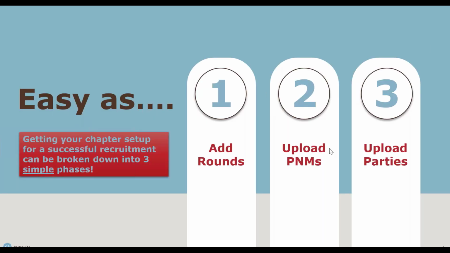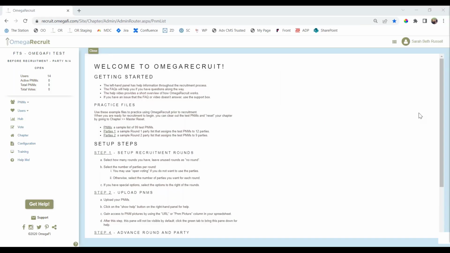So we know things get really hectic during recruitment, so we want to keep it as simple as possible. We've broken it down into 3 phases today. We're going to add your rounds, upload your PNMs, and then upload your parties. When you first sign into OmegaRecruit, you're going to see this setup page here. The page is going to walk you through each of the steps to set up your chapter for recruitment. And as you can see here, we provided practice files for you on this page as well.